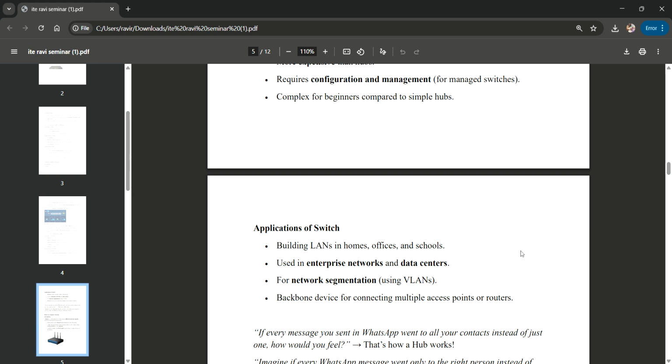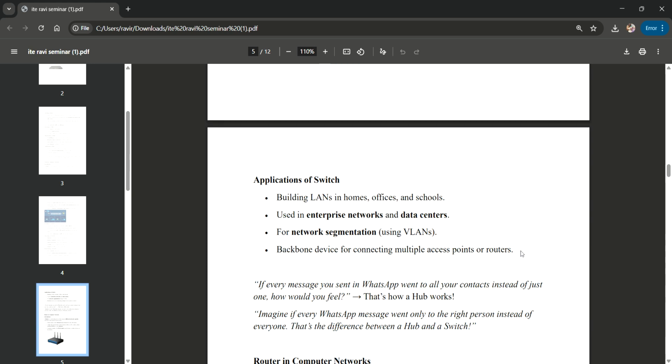building LANs in homes, offices, and schools. It is used in enterprise networks and data centers. It is used for network segmentation with VLANs, and also it is the backbone device for connecting multiple access points or routers.